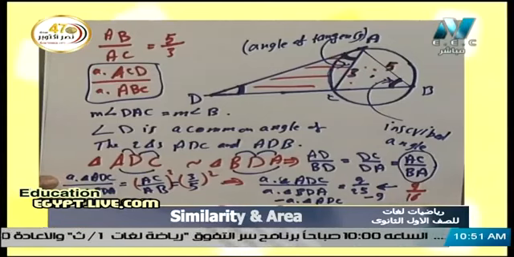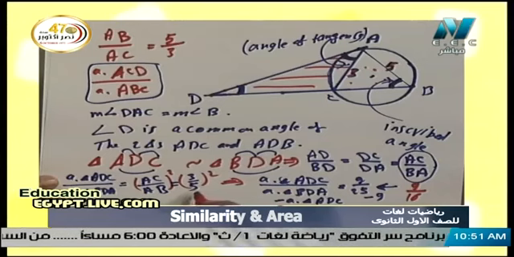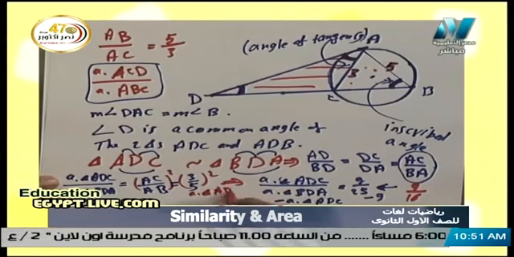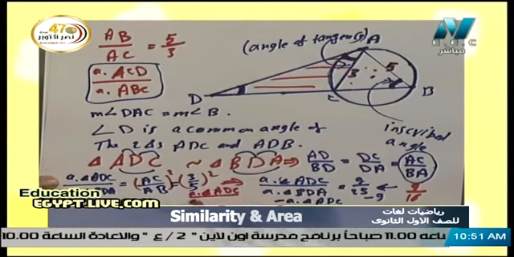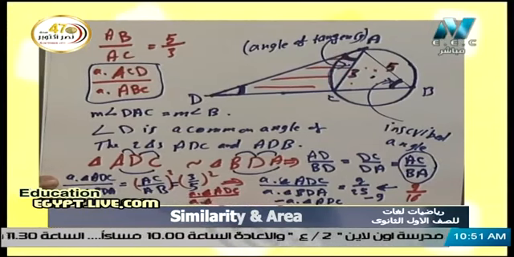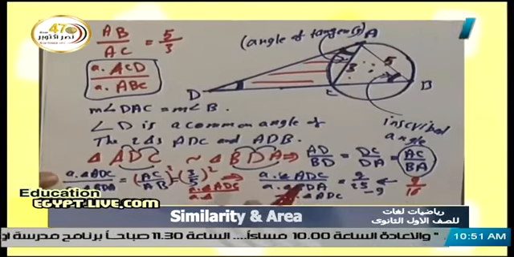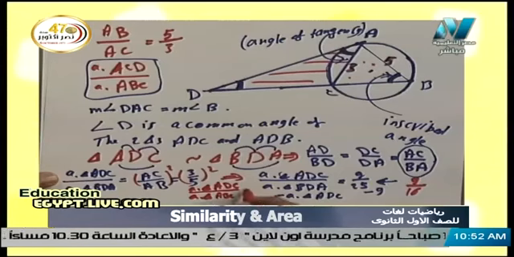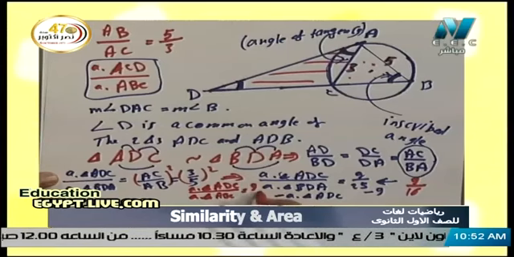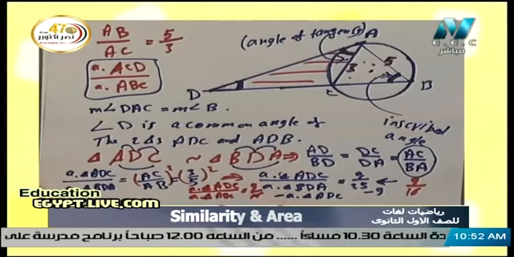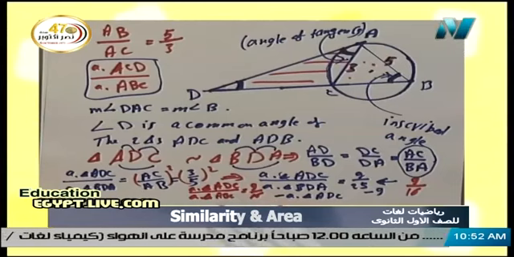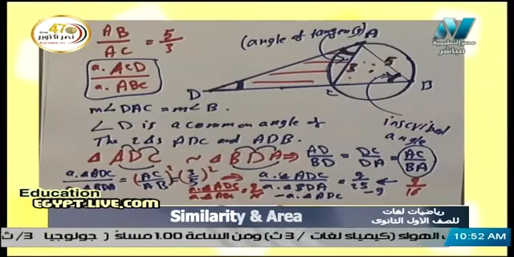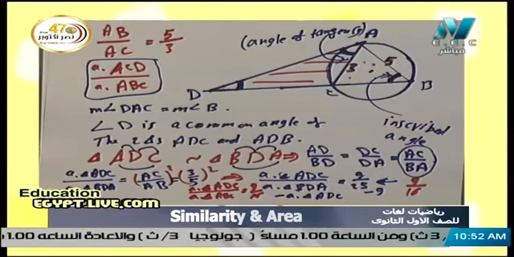So the ratio between the area of triangle ADC over the area of triangle ABC equals 9 over 16. And now we have solved this equation or this question.